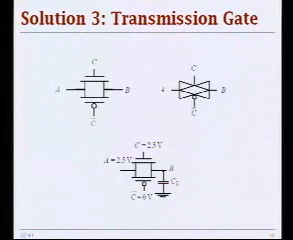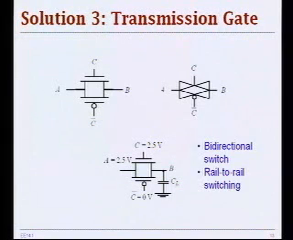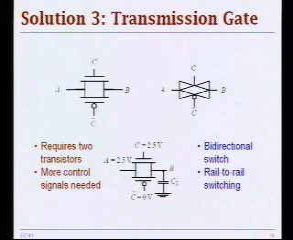First, you need complementary inputs at the control, so C and C bar, so that you can turn on both transistors at the same time. Notice that for a 1 at A, or a VDD at A, you get a VDD at B. For a 0 at A, you get a 0 at B. So it's bidirectional, just like any of the switches we have, but it has rail-to-rail switching. Now it requires 2 transistors, and you also have 2 control signals, C and its complement.